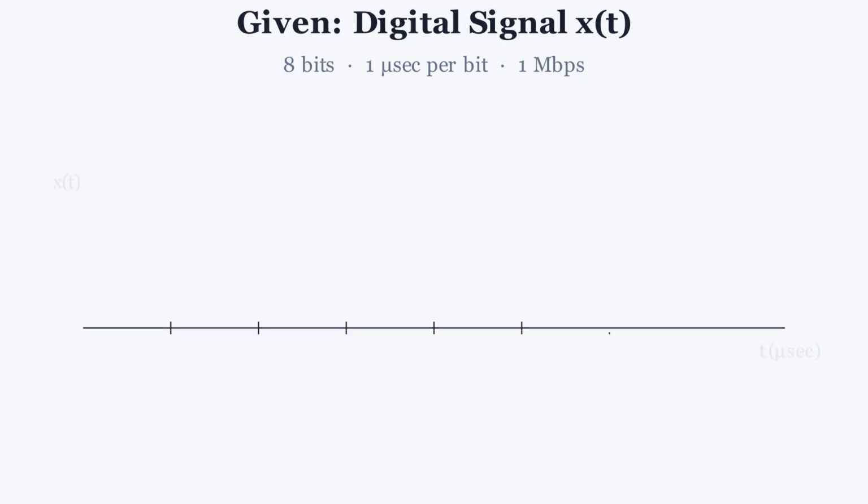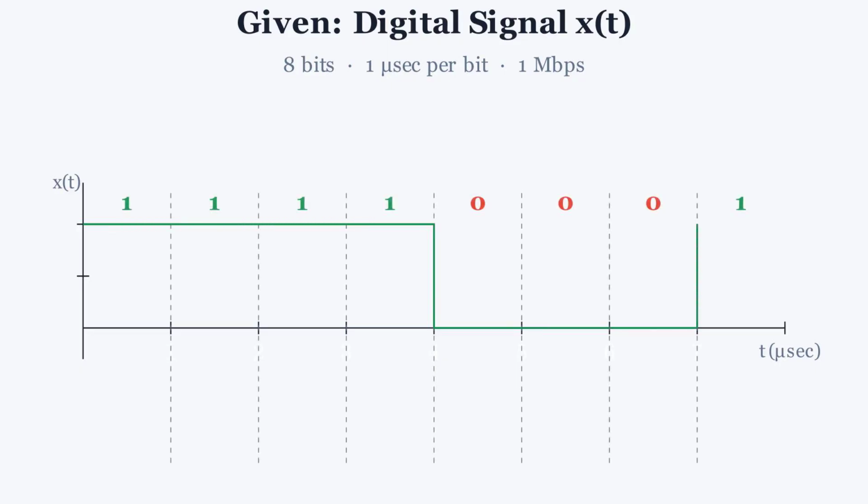Welcome! In the previous video, we drew ASK, FSK, and PSK at a millisecond timescale with a 1 kHz carrier. Today, we do exactly the same thing, but 1000 times faster. The time axis is now in microseconds, the carriers are in megahertz, and the data rate jumps from 1 kilobit per second to 1 megabit per second.